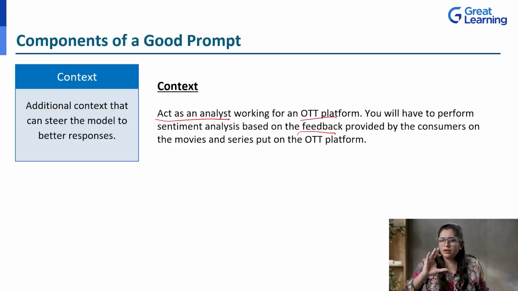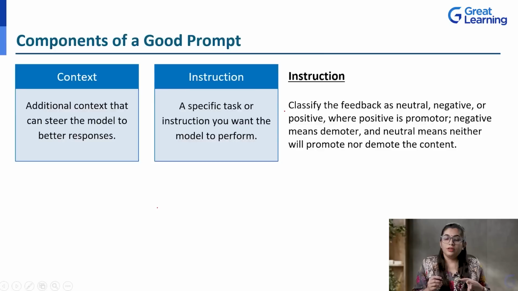Now, giving this, your ChatGPT knows that they need to think from an analyst perspective. They need to do sentiment analysis. Now, second is instruction. You are saying to ChatGPT to classify the feedback into neutral, negative, positive.